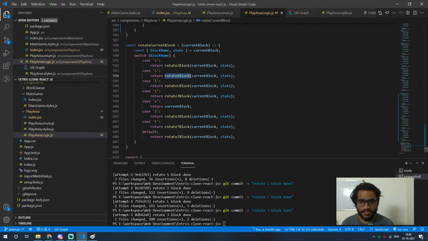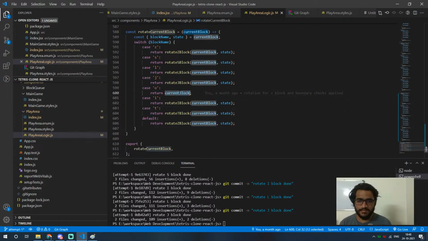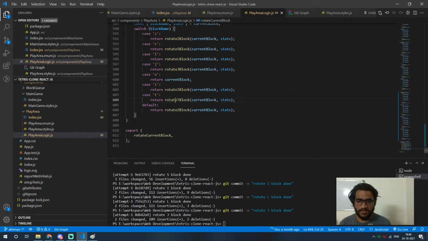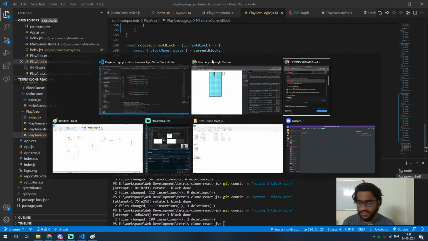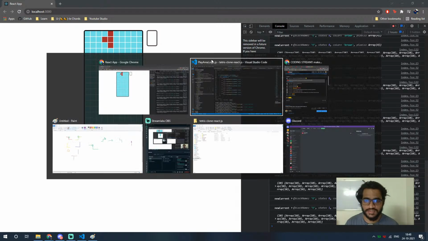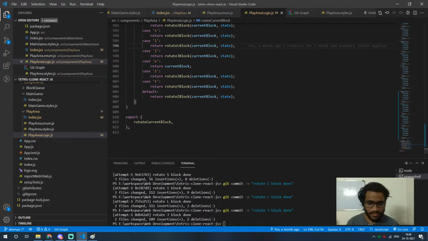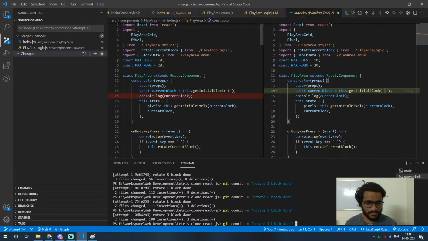All the blocks, Z block, S block, L block, J block, O will remain the same. That's why we are returning the same. Other than that, all the blocks are done, and this is the switch case for it. Okay, so for now we are done with the rotations. Let me just commit that since it is in a stable state right now. So the T block is done.